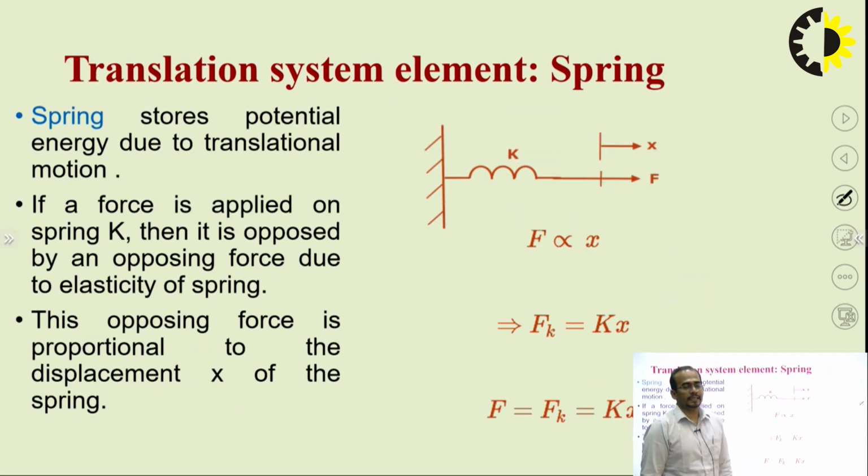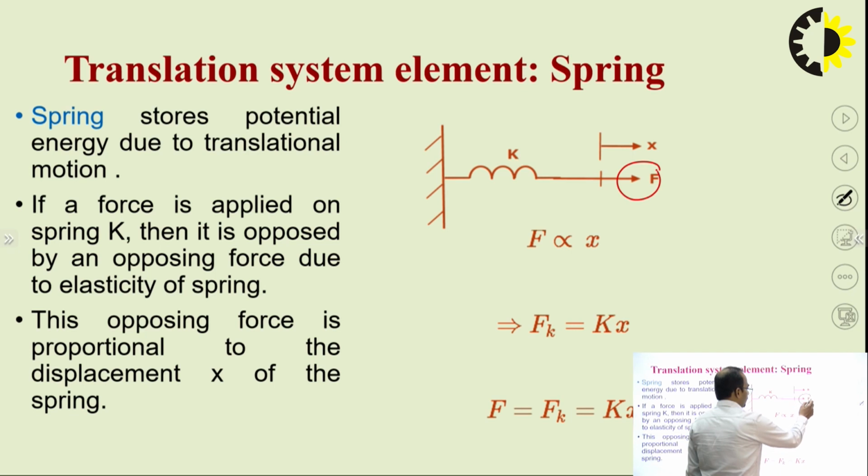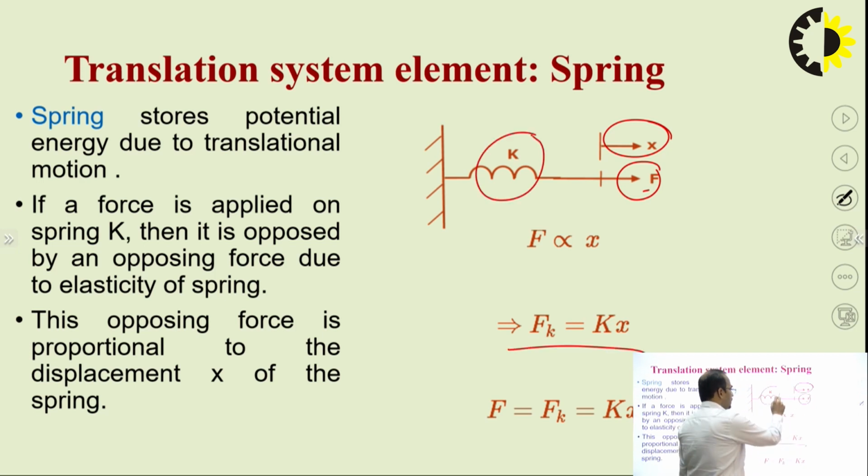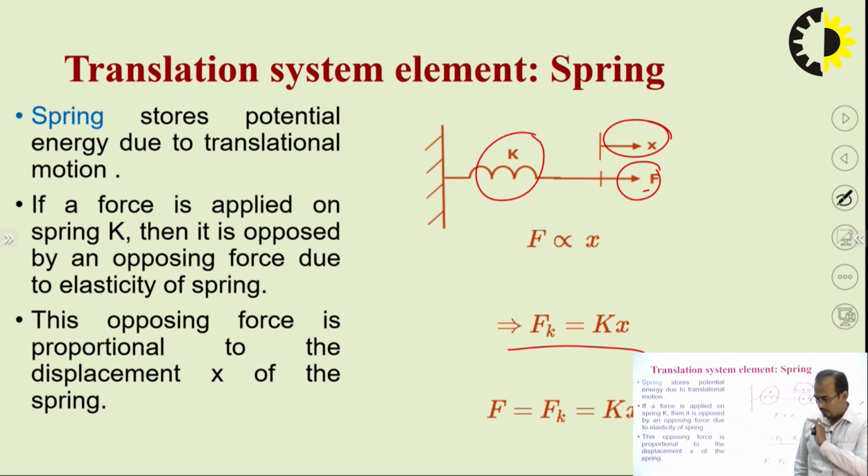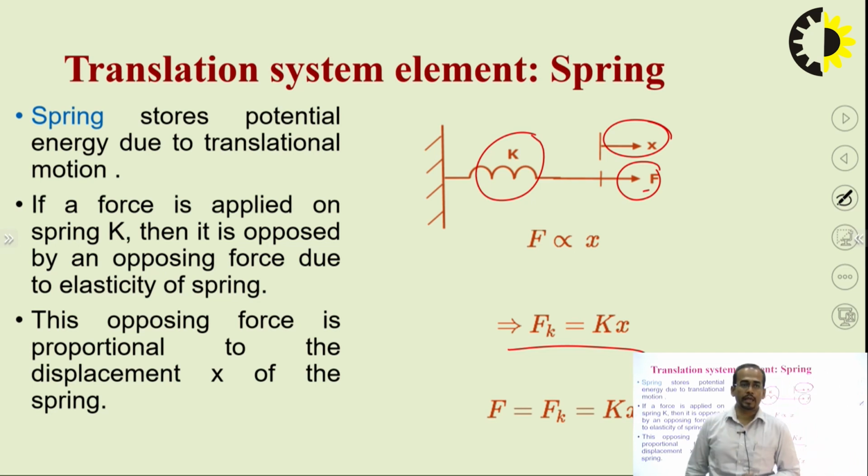Now, the next element is the spring. This is a spring for the linear translation system. If I apply a force F, there will be some displacement x. Force F is nothing but k multiplied by x, where k is the stiffness of the spring. F is equal to kx.